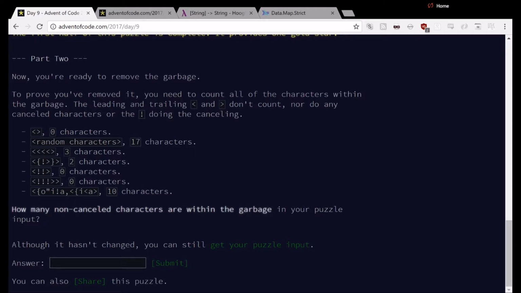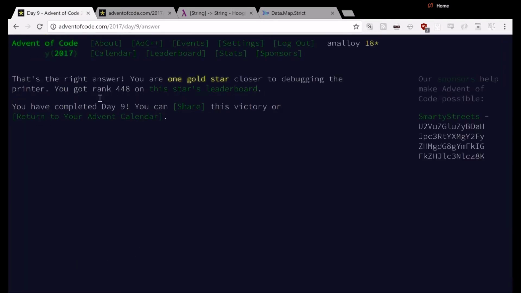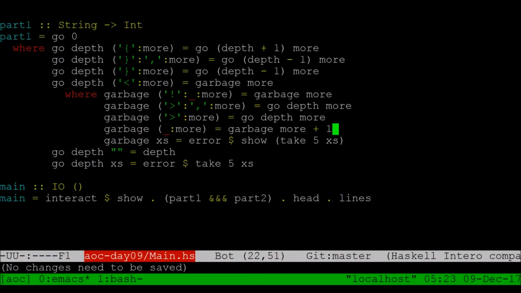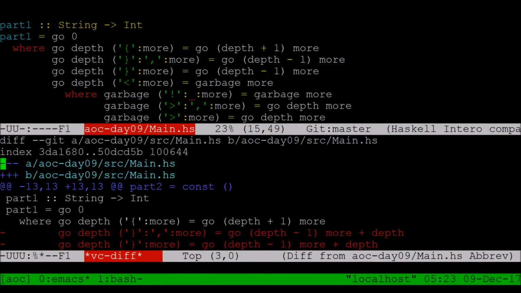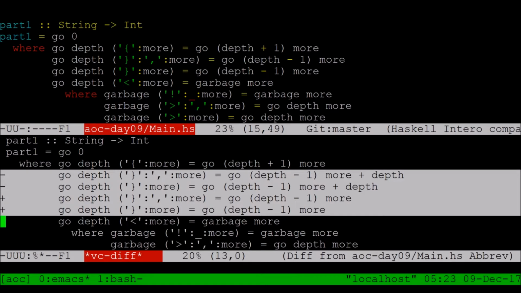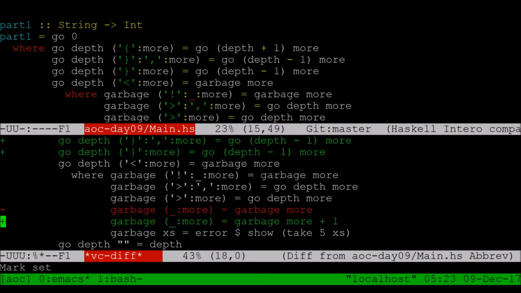Okay, we got a different number. Oh, whoops, I didn't show you guys the answer. Okay, well, we got the right answer. Here's what I changed. I took out the plus depths on these two lines, and I just added a plus 1 here, since we only wanted to know how many characters of garbage there were. Now, of course, this is not a two-part solution like I would like to do.